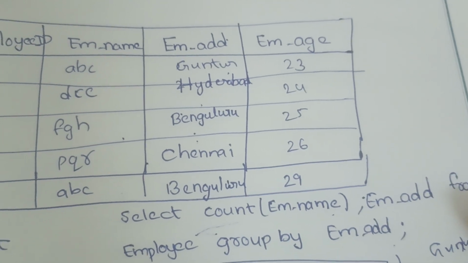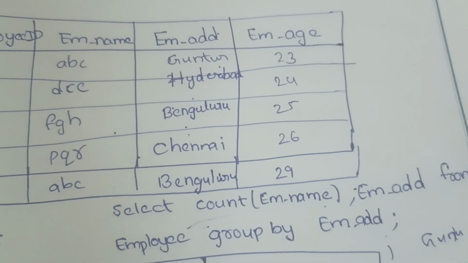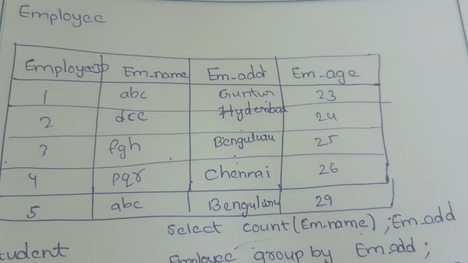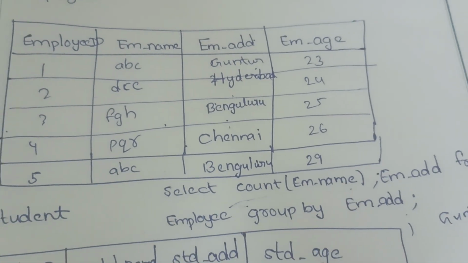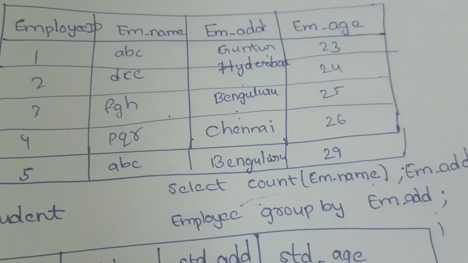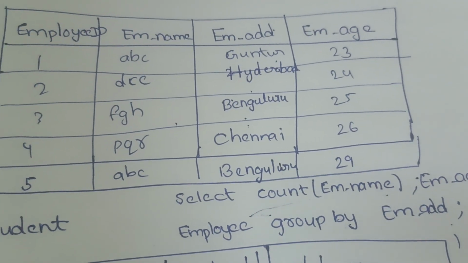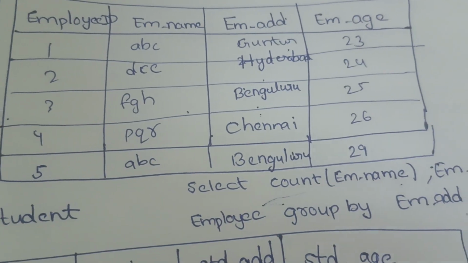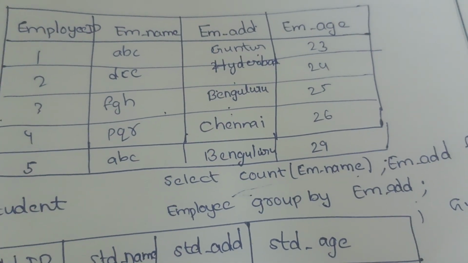In the output we will get 1 Guntur, 1 Hyderabad, 2 Bangalore, 1 Chennai. This is the output we will get. This is one situation where we can use GROUP BY statements. Let me give another example: if we want to know how many members have age 23, even in that situation, based upon our question, we can use these GROUP BY statements.